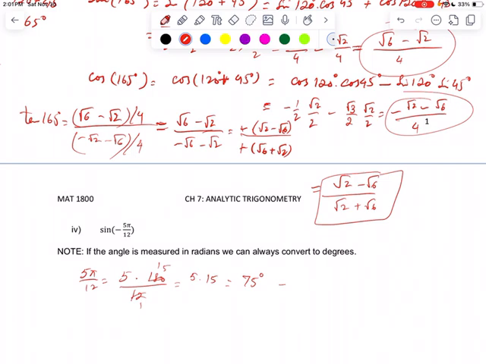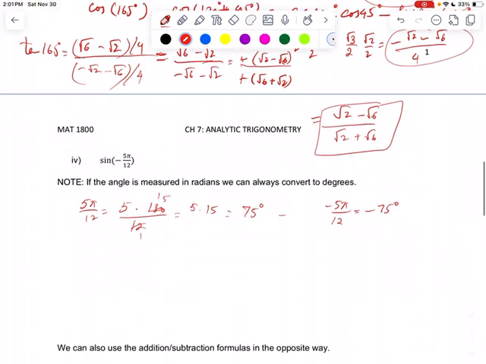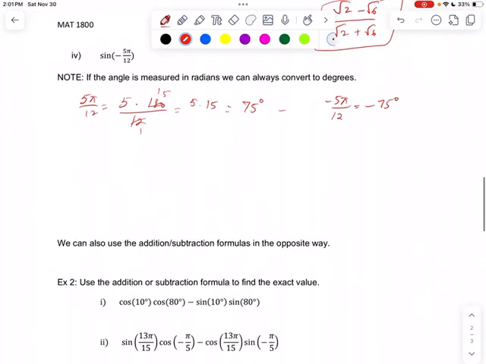So which means now we have negative 5 pi over 12, so we have negative 75 degrees. So how will you now look at that? So negative 5. I will actually let you guys try this, then come back.